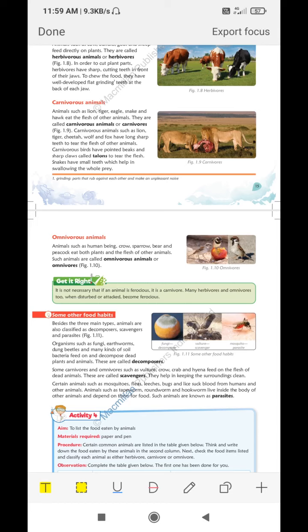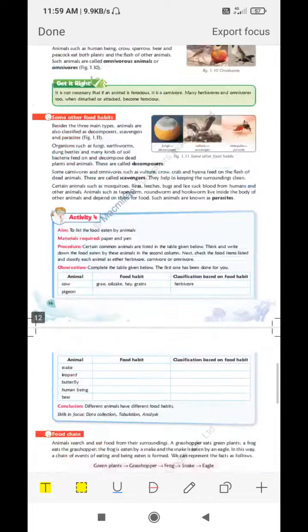Mosquitoes and leeches suck the blood, and coming to roundworms, not earthworms, roundworms and tapeworms are living inside the animal body. That's why they are called parasites, because they depend on animal bodies. So in that manner we can understand. Okay, this is the lesson you have to understand clearly.